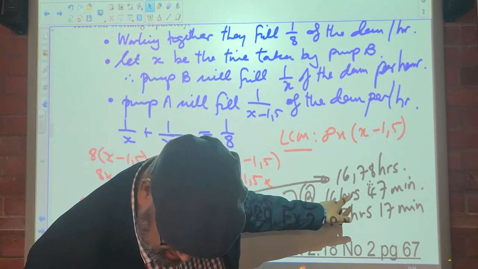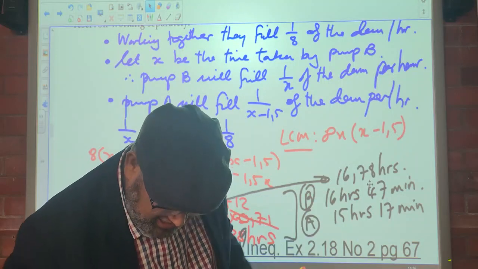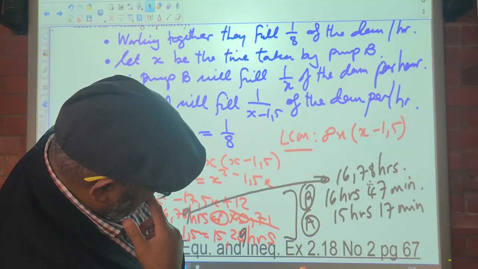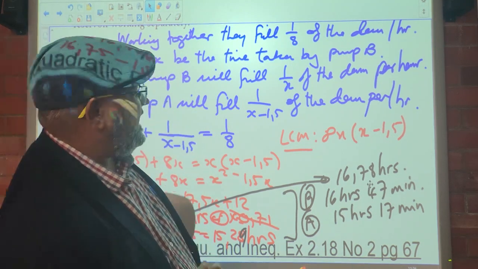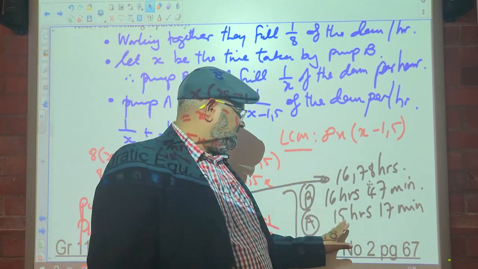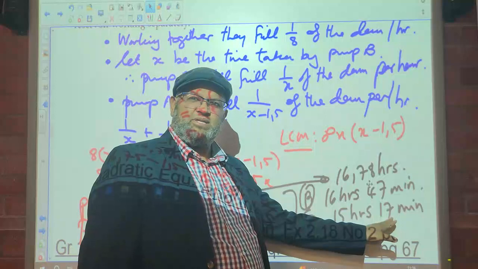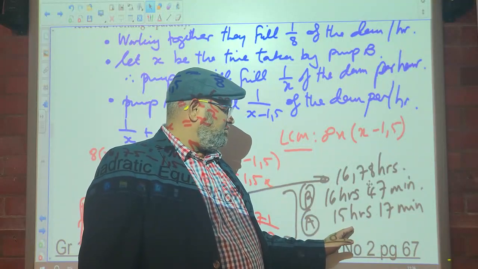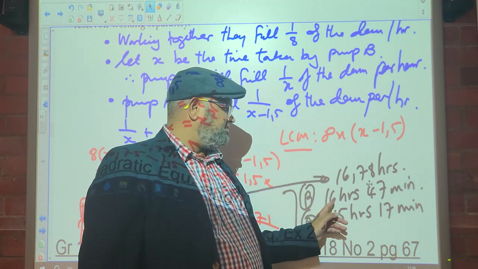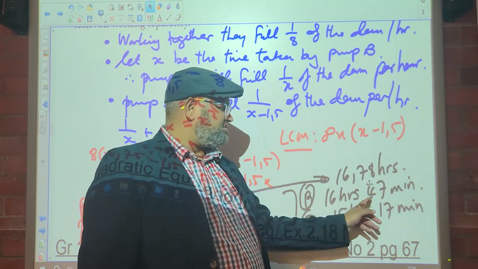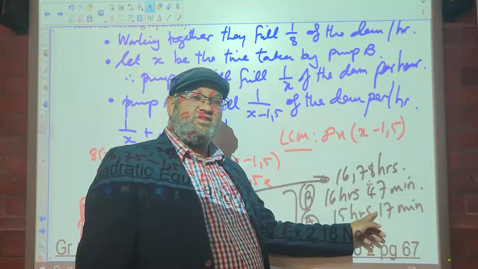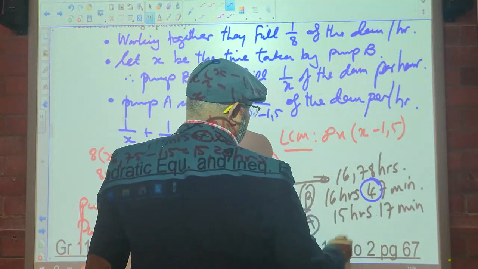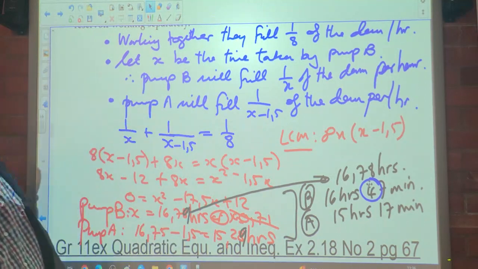So they subtracted wrong. So when they added, they got pump A is 15 hours 17 minutes. Then they were supposed to have added an hour 30 minutes. So they should have gotten 16 hours 47, but they got 37. Yeah, so they added wrong. They added 1 hour 20 minutes instead of 1 hour 30.